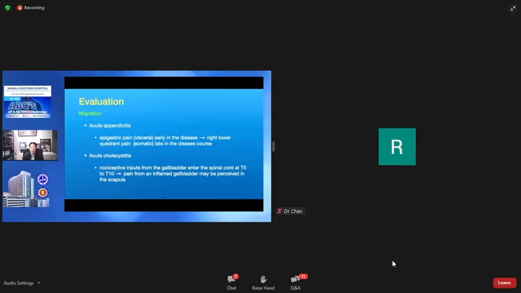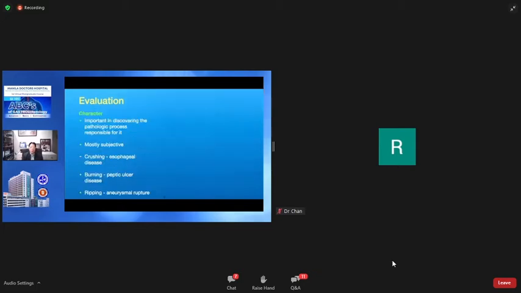Another example is acute cholecystitis. Inputs from the gallbladder enter the spinal cord at the T5 to T10 level. Hence, pain from an inflamed gallbladder may be perceived in the scapula or the right shoulder. Determining the character of the pain, or what kind of pain the patient is experiencing, is also important in discovering the pathologic process responsible for it.